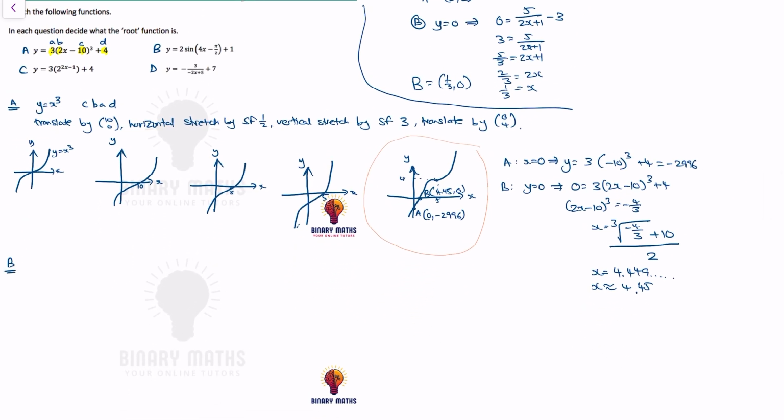Okay, so if I look at B, if I highlight what I have, we've got 2 there, we've got the 4 there, we've got the minus pi over 2 there, and the plus 1. So it looks like the root function or the initial function is y is equal to sine x. Okay, so again, we're doing C backwards. So here we've got A, B, C, D. So C tells us it's a translate in the x direction by the opposite thing. So translate by pi over 2, 0.